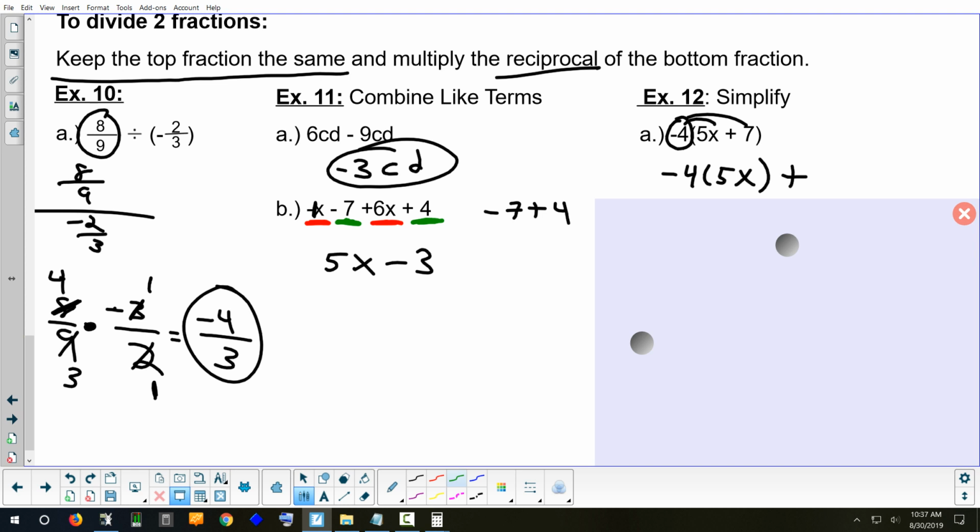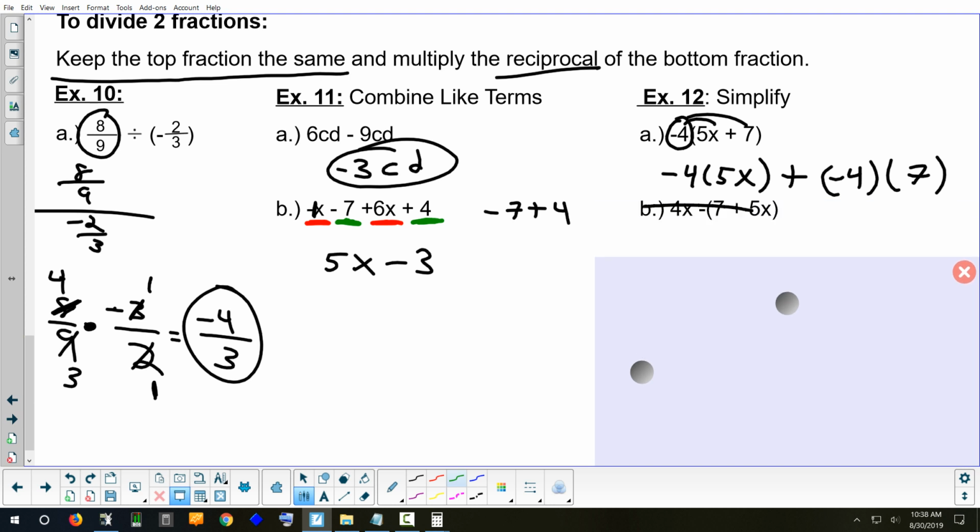Next thing I'm gonna write? And then -4 times 7. Perfect. When you multiply -4 times 5x, is the x still gonna be there in the final answer? Yes. When you multiply, the x doesn't go away. We just do -4 times 5. How much is that? -20.